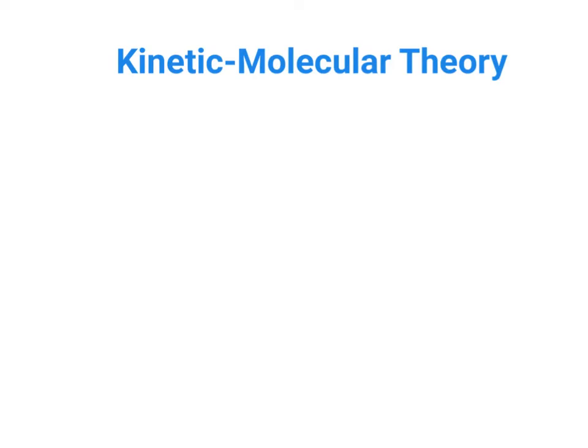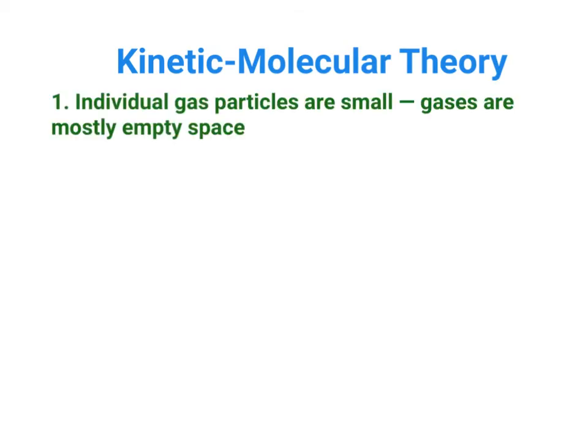So the kinetic molecular theory was proposed in about 1860 by two scientists named Boltzmann and Maxwell. They're actually not working together, but they both come up with this at the same time. And they make the same 5 assumptions about all gases. They are that individual gas particles are small. In other words, gases are mostly empty space.